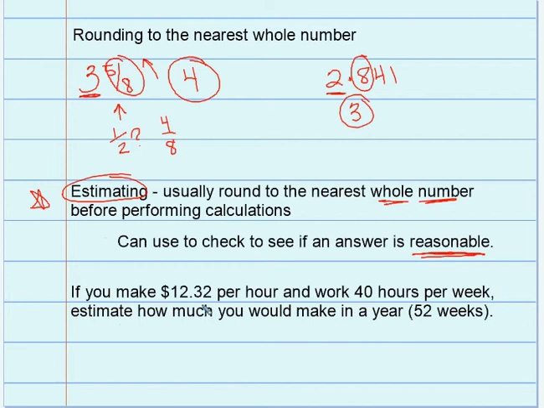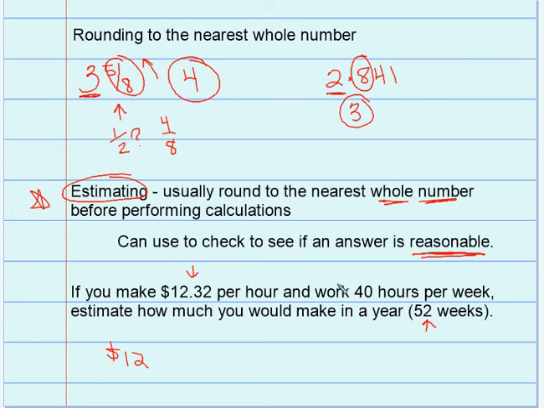If you make $12.32 per hour and work 40 hours per week, estimate how much you would make in a year. And a year is 52 weeks. Okay, well, I don't like this number here, and I don't like this number, because they have numbers other than zeros at the end, and that makes my calculations difficult. But I can round $12.32 to the nearest whole number, and that would be $12.